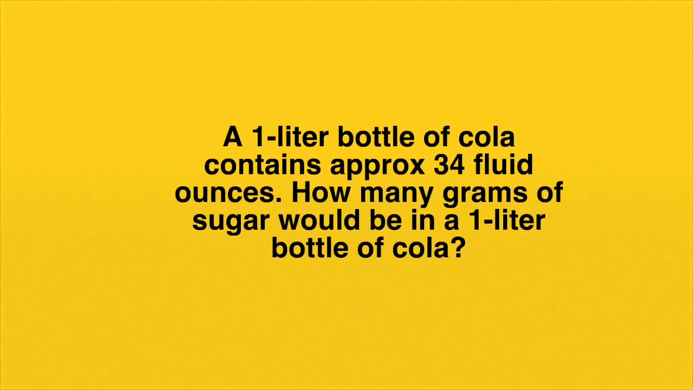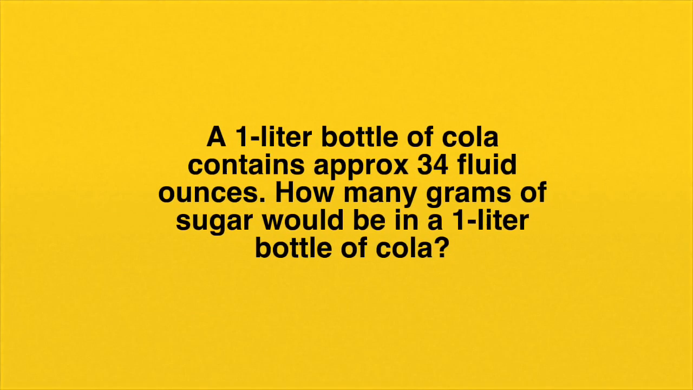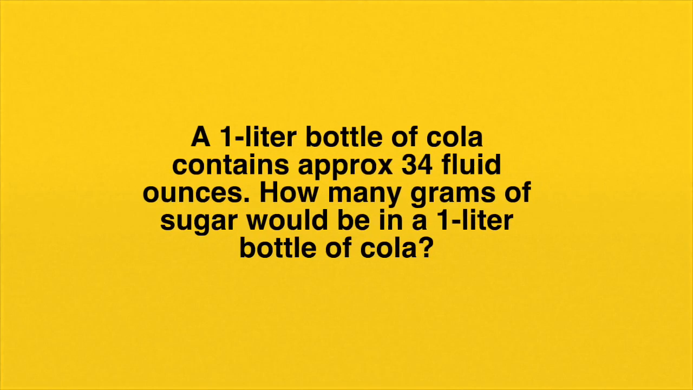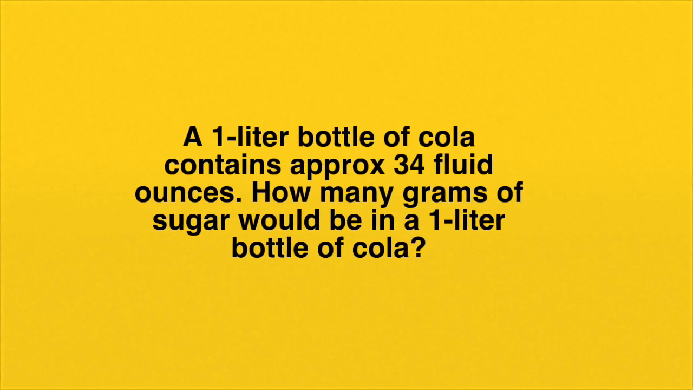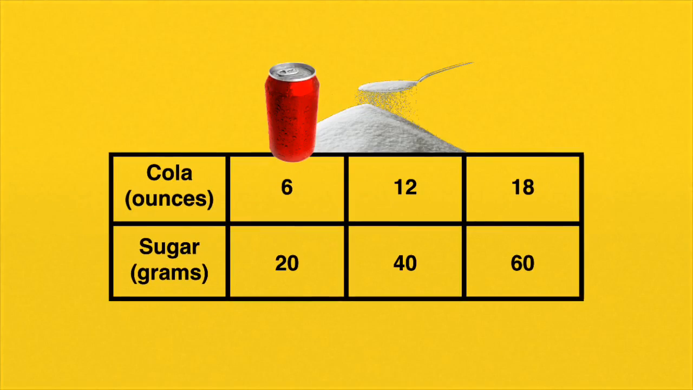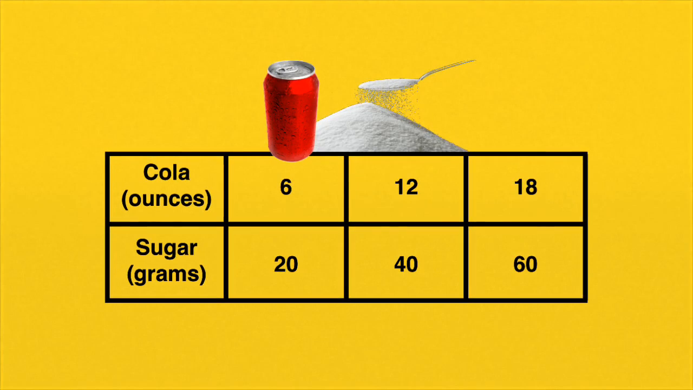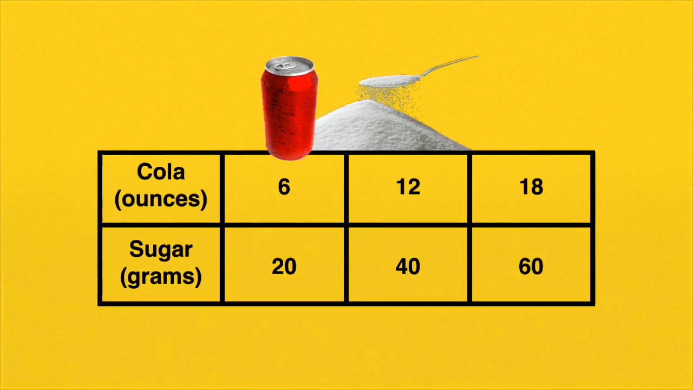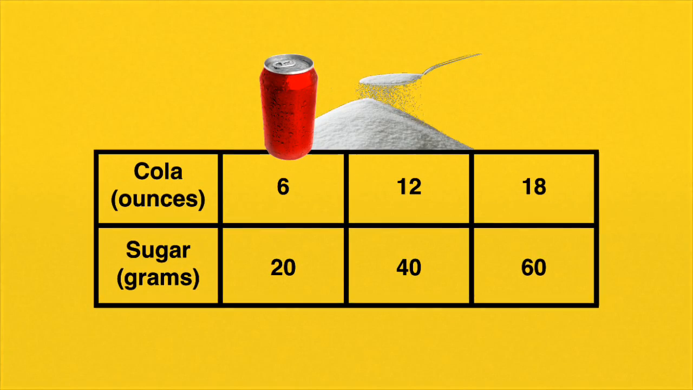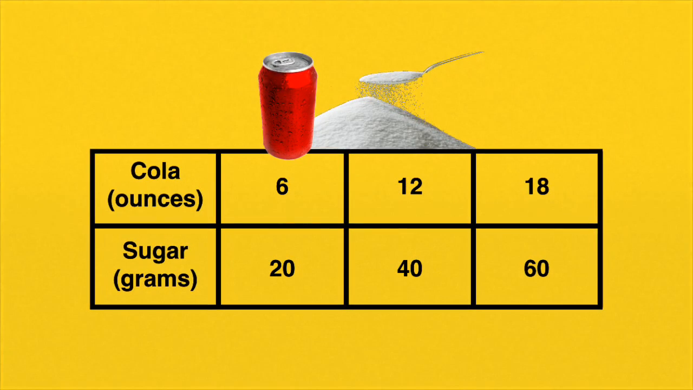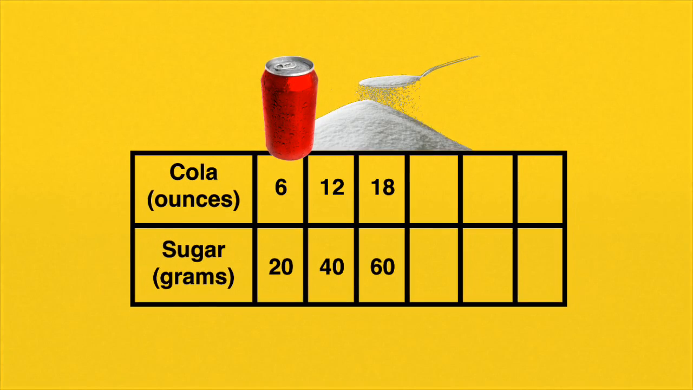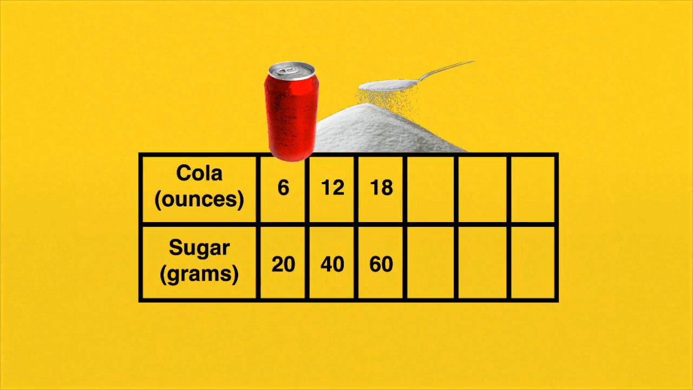Now we have a 1 liter bottle of cola. It has approximately 34 fluid ounces of soda in it. The question is, how many grams of sugar would be in that 1 liter bottle of cola? Well, using what we know here, do you see anywhere that shows us how much sugar a 34-ounce drink would have? No, the highest we have is 18 ounces. So we're going to need to extend the table. I'm making 3 more slots. We might need more or less, but we can experiment.